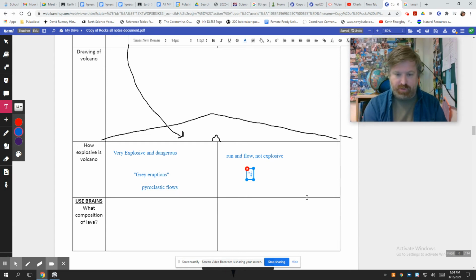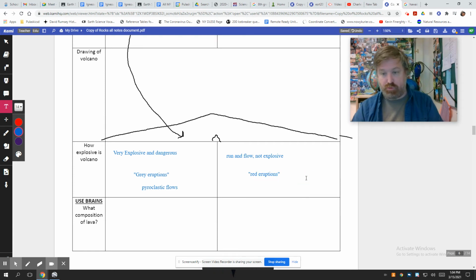Okay. Look up, if you're morbid and you want to see some of this, look up pyroclastic flows. Over here, they call these red eruptions. Unless you're really in the wrong place at the wrong time, you can be safe from them, and you can outpace them.